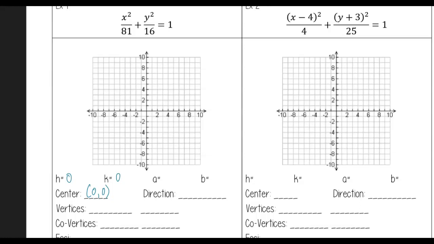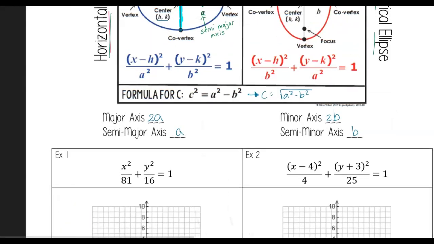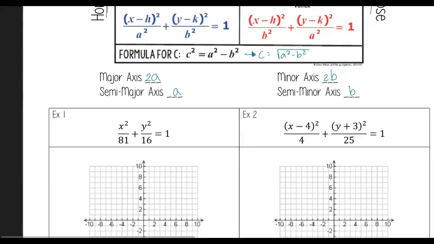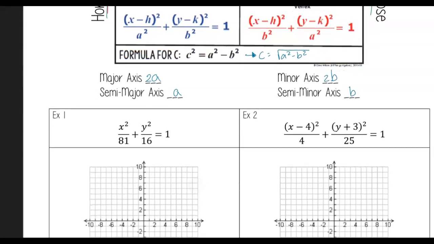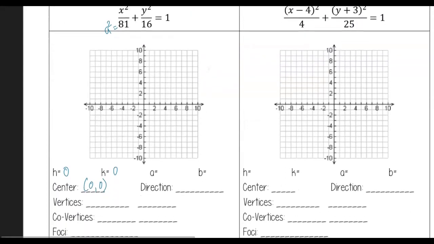Now what about our A value? What do you think A is? Yes, Peyton. Yes, Lauren. Exactly. Remember, A is always the larger denominator. But if we look at our equation, the denominator is not just A. The denominator is A squared. So in this case, 81 is bigger than 16. So that means A squared is equal to 81.